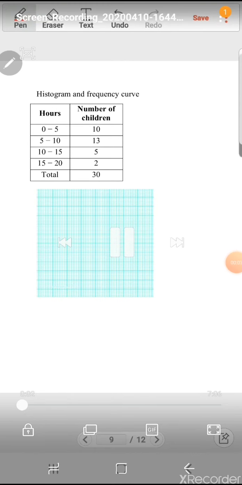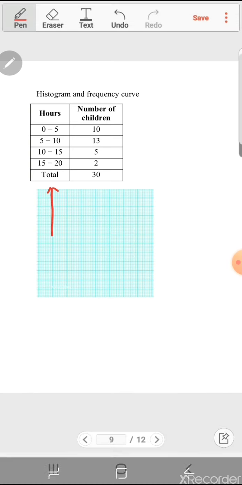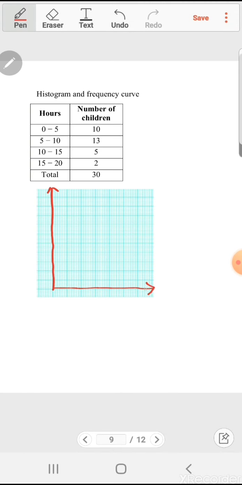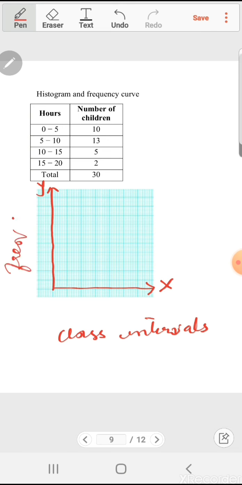Coming to graphical representation of continuous series, a continuous series can be presented in the form of a histogram or a frequency curve in which we draw two axes, namely y-axis and x-axis on a graph paper. X-axis shows class intervals, whereas y-axis shows corresponding frequency. Before drawing, we first need to divide x and y axis according to given data.